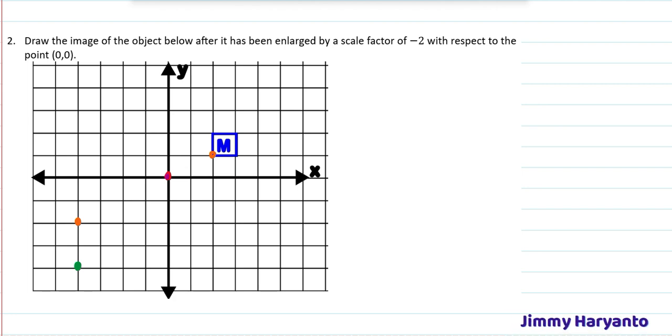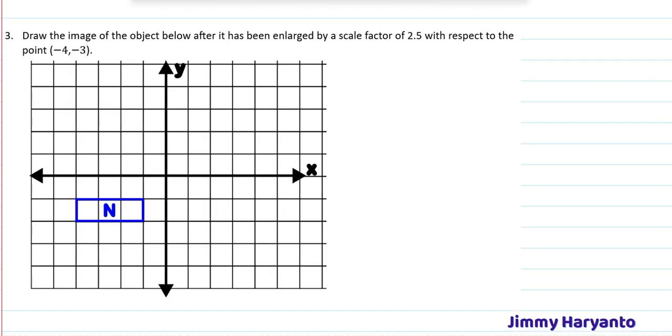And after this, I think you already know how to draw the image. It will become like that, yeah. And we call this M prime. Okay, next is this one. For this one, the scale factor is 2.5, and the center of enlargement is taken from -4 and -3. -4 is right there: -1, -2, -3, and -4. -3 will be right here, -4 and -3.